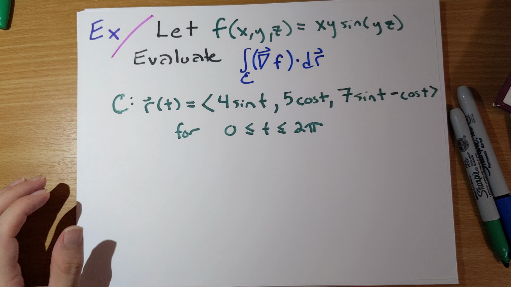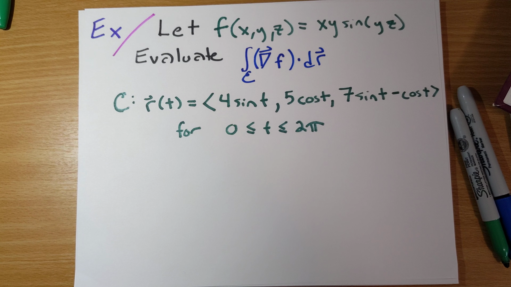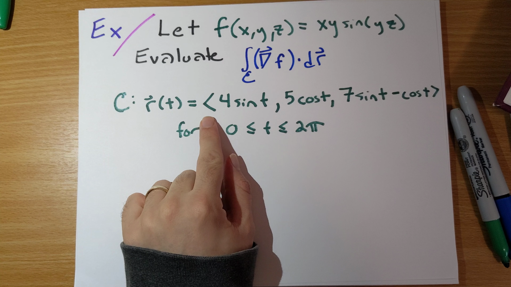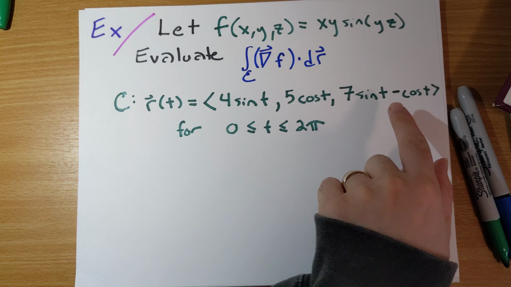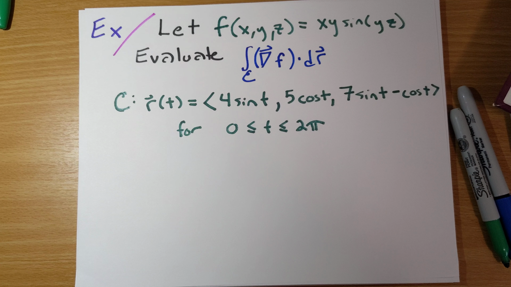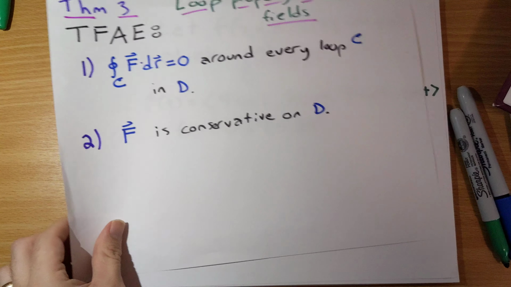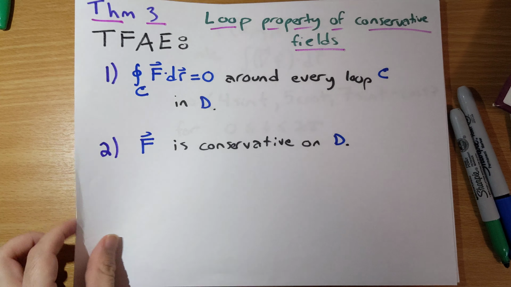f of x, y, z is equal to xy times sine of yz. Evaluate the integral over C of the gradient of f dot dr, where C is parameterized by r of t equals 4 sine t, 5 cosine t, 7 sine t minus cosine t, and t runs from 0 to 2 pi. Now, I specifically cooked up this example to illustrate how nice this loop property makes our lives.